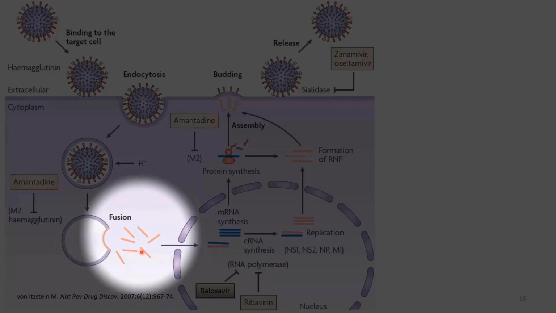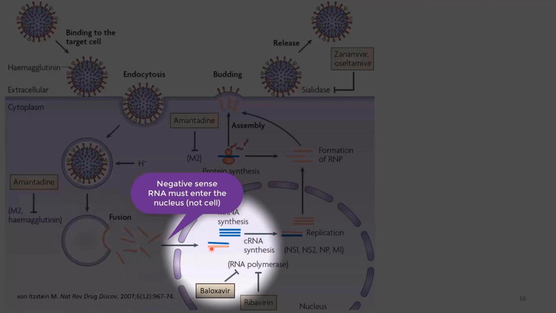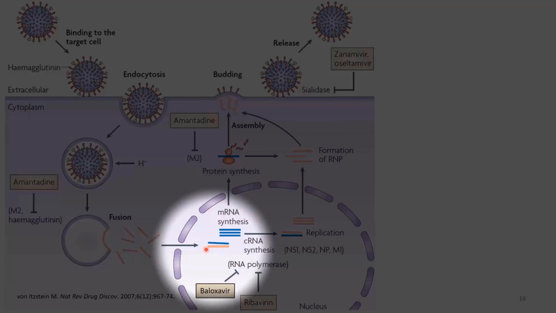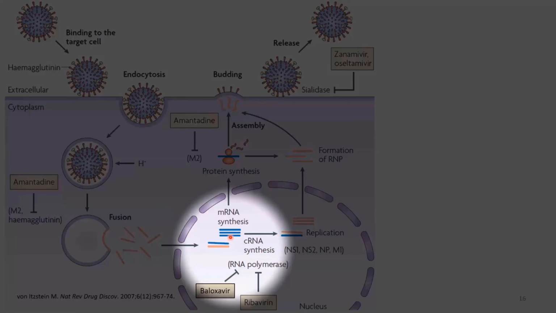So what these negative sense RNAs need to do is to enter the cell, and then using the RNA-dependent RNA polymerase, make a replica of these negative sense RNA, which are shown as blue bars, and those blue bars will actually be positive sense RNAs.